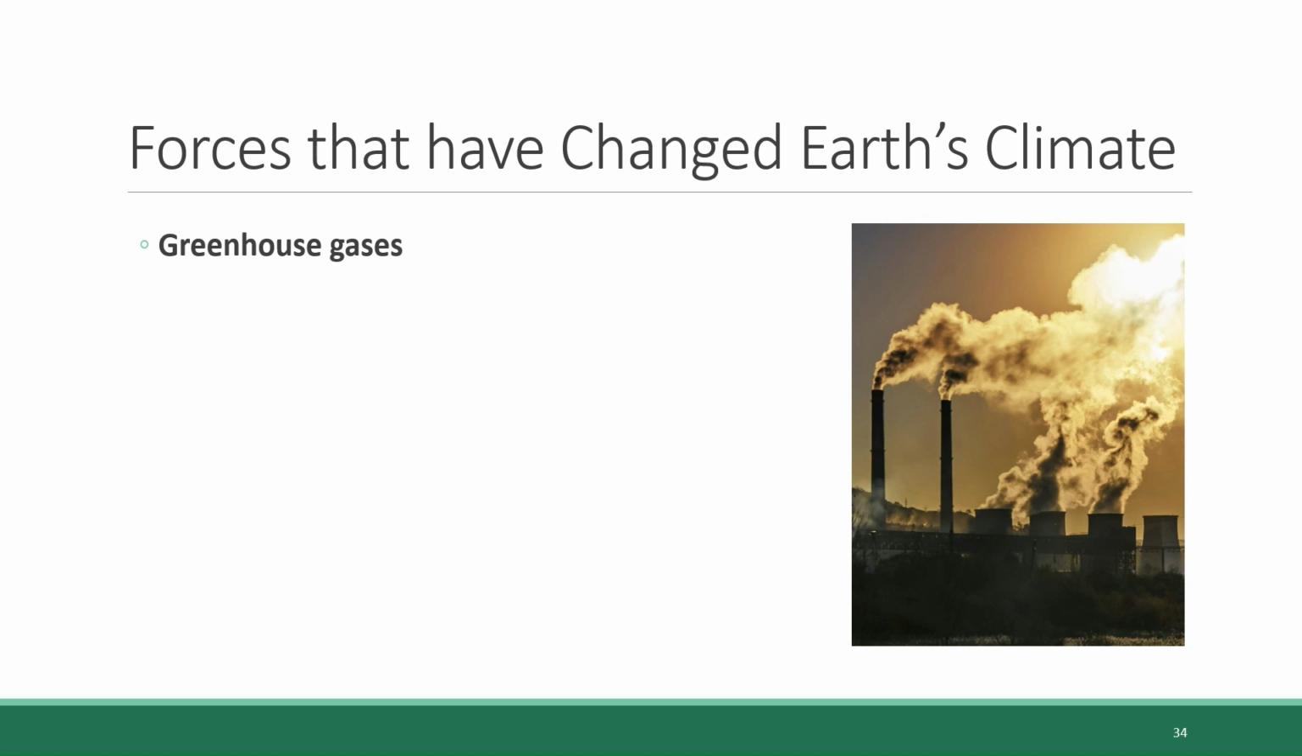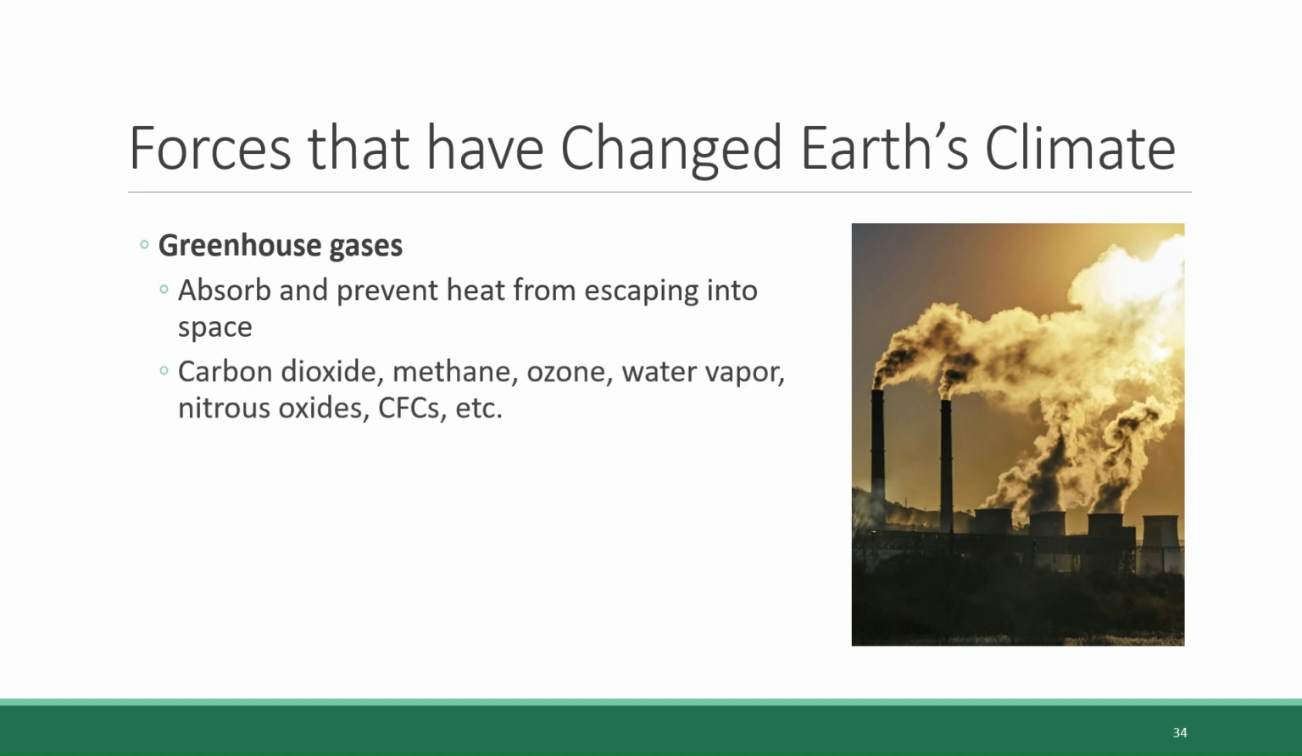So the first one that we'll talk about is greenhouse gases. As you know now, greenhouse gases absorb heat and prevent it from escaping into space. They can be both naturally occurring and man made. So the big naturally occurring greenhouse gases are carbon dioxide, methane, ozone, and water vapor. Humans also emit other greenhouse gases like nitrous oxides and CFCs, as well as contribute to the output of carbon dioxide and methane. And one very important point that we want to take away about greenhouse gases is that a tiny amount of them can cause large effects.